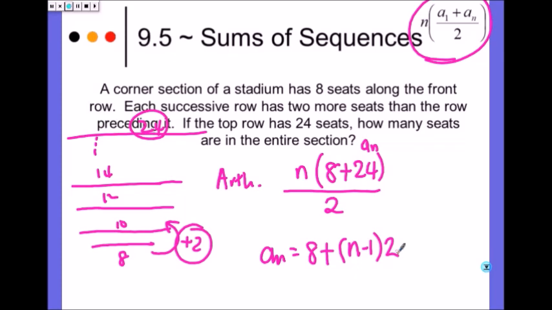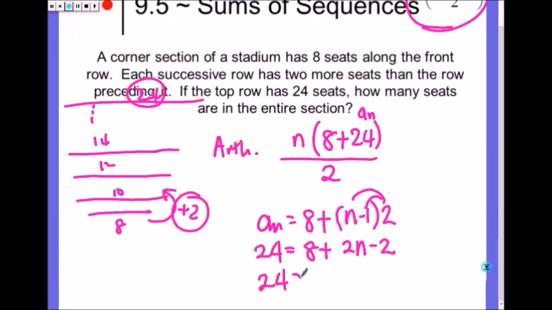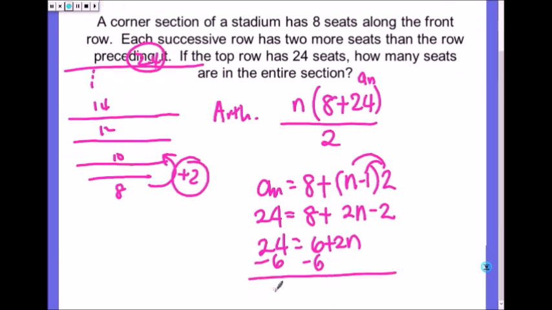Now we have 24 as our last term, and we are looking for n. When you distribute, you get 2n minus 2. So 24 equals 6 plus 2n. When you move 6 to the other side, we get 18 equals 2n. When you divide by 2, you get n equals 9. Then you plug in 9 for the n. That means there are 9 rows.